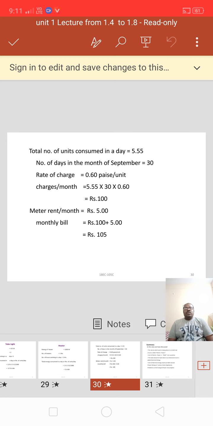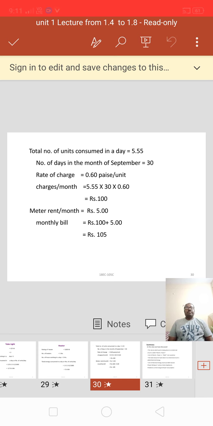Now, total number of units consumed in a day is 5.55. The number of days in the month of September is 30. The rate of charges is 0.60 rupees per unit, and the meter rent is 5 rupees. Charges per month equal 5.55 into 30 into 0.60, which is about 100 rupees per month. Monthly bill is 100 plus 5, that equals 105 rupees. This is the total monthly bill of that household usage.